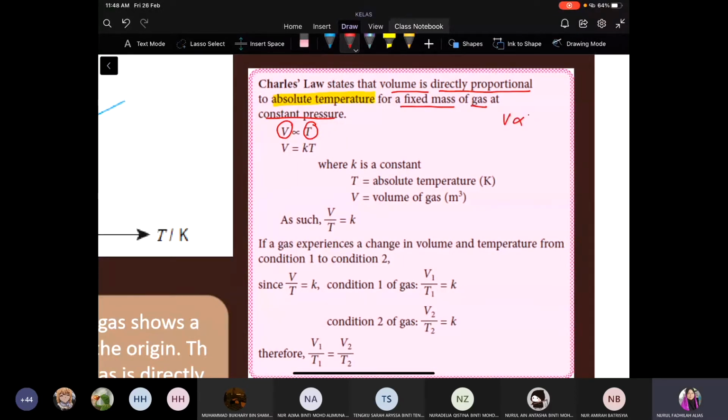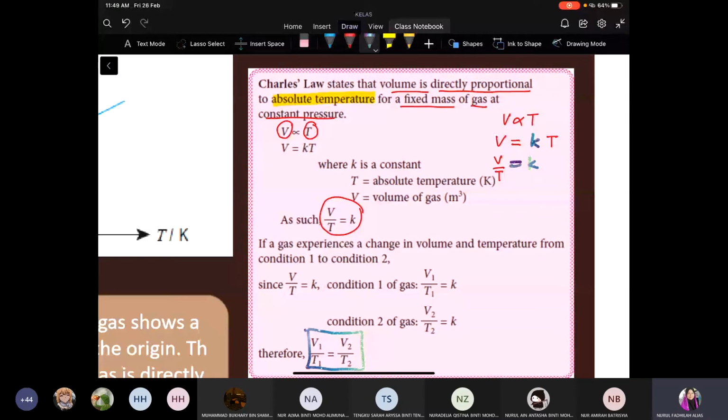From this relationship, if you want to have the formula, what you need to do is add a constant K here. So you get K equals V over temperature. Now if we have different conditions, before and after, just like the simulation just now, do you remember? We can have this formula: V1 over T1 equals V2 over T2.